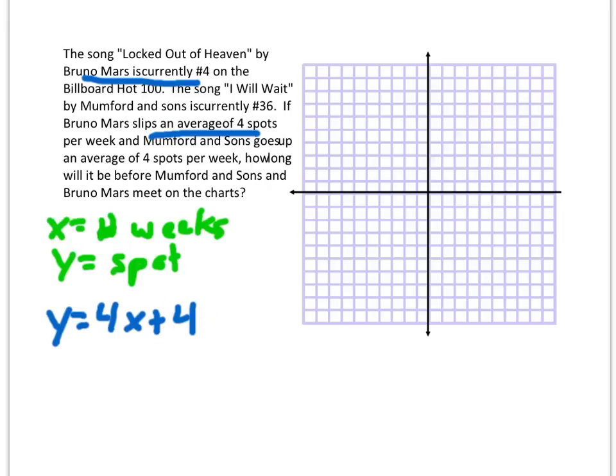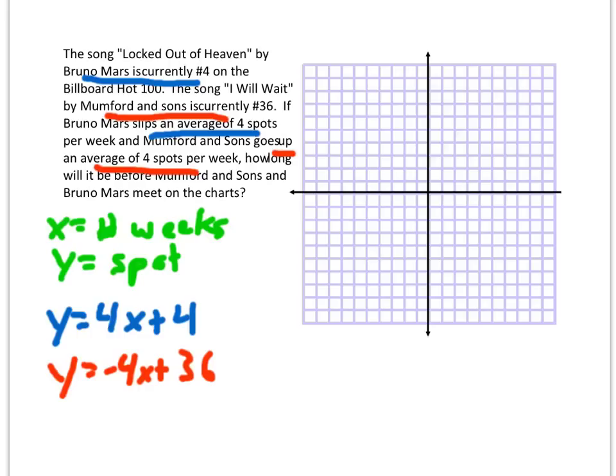Likewise, for Mumford & Sons, we'll do them in red. Their spot on the chart, okay, it's currently number 36, so they're starting at positive 36. And then they're going up the charts an average of 4 spots per week, which means their number's getting lower, so their slope needs to be a negative slope, because their number's getting lower every single week. Okay? Well, we got both of our equations, now we need to graph.